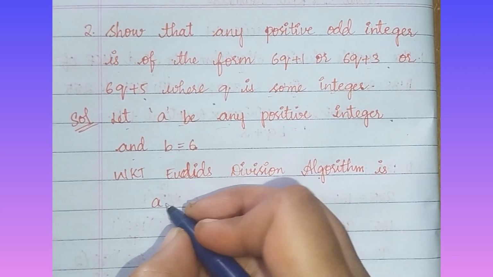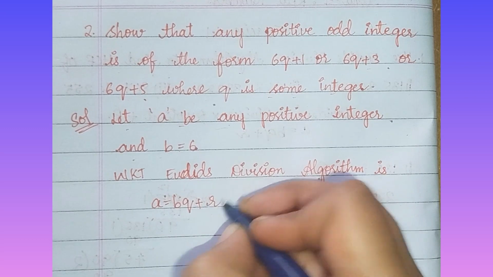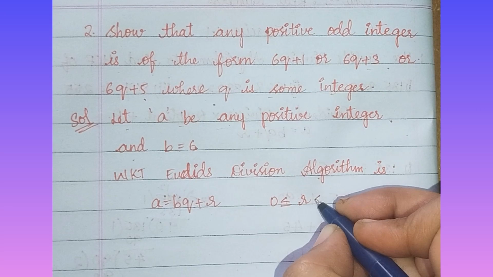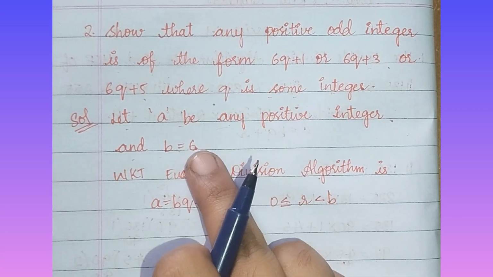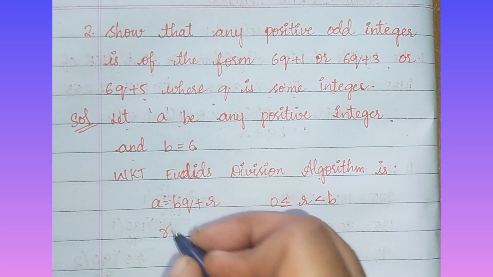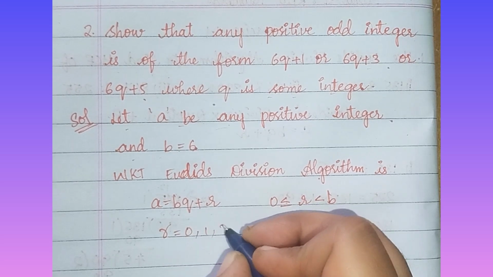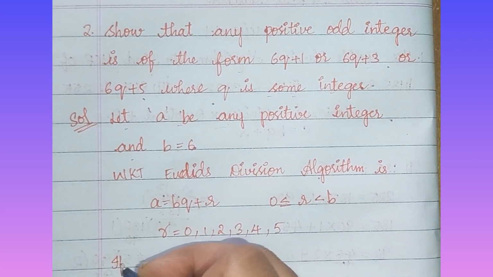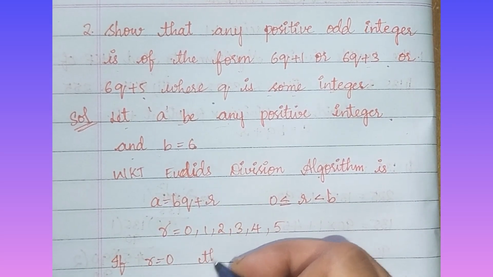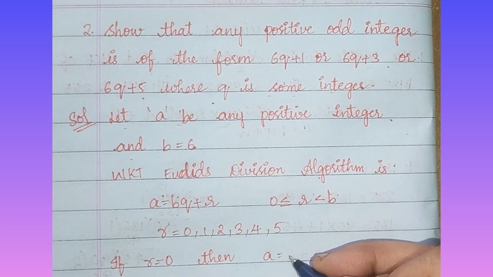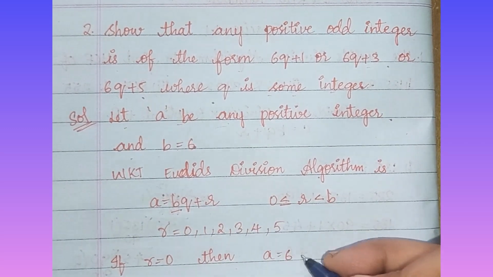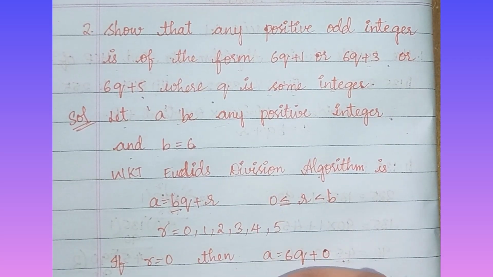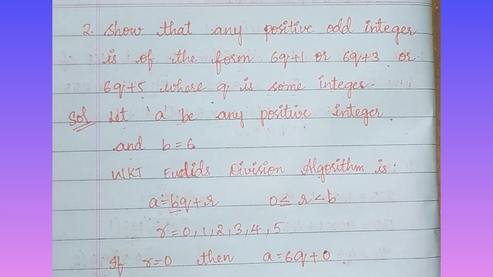a is equal to bq plus r, where the value of r is 0 less than or equal to r less than b. The value of b is 6. Therefore, values of r are 0, 1, 2, 3, 4, 5. If r is equal to 0, then a is equal to 6q plus 0. Therefore, a is equal to 6q.